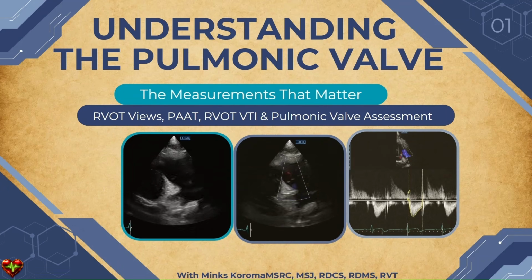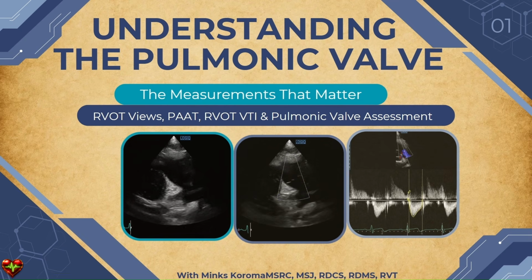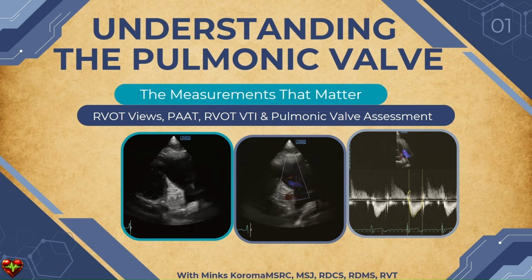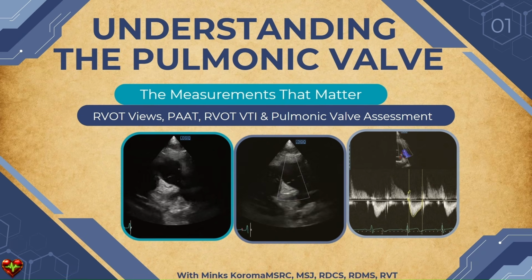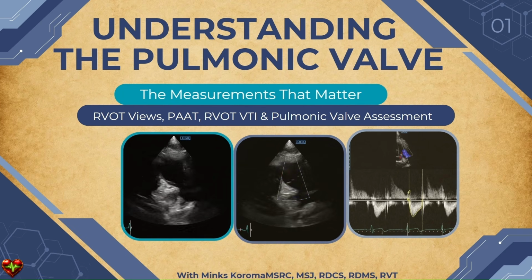Today we're discussing one of the most overlooked portions of the echocardiographic examination, the pulmonic valve and the right ventricular outflow tract. Many sonographers spend a great deal of time evaluating the mitral valve and the aortic valve, but when we get to the pulmonic valve, it's often a quick image, a quick color Doppler, and then we move on to the next view. The reality is that this small portion of the examination can tell us a tremendous amount about pulmonary pressures, pulmonary vascular resistance, right ventricular function, stroke volume, and even underlying pathology that might otherwise be missed.